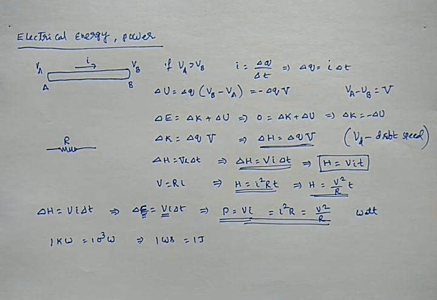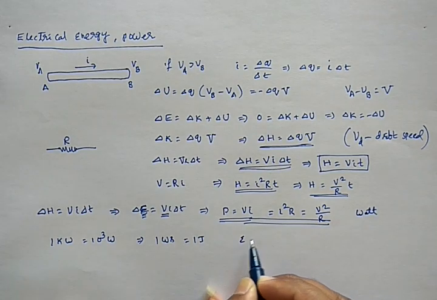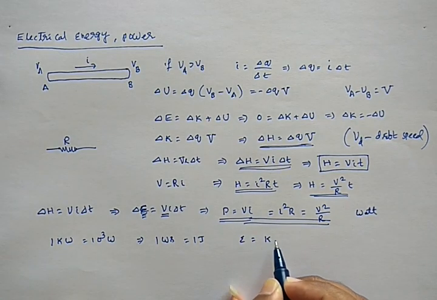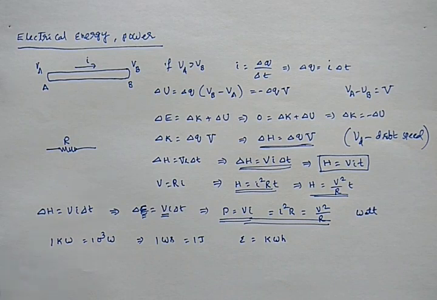So in general, in any electric circuits, you will be measuring energy in terms of kilowatt hour. So let us see, 1 kilowatt hour equals how many joules.